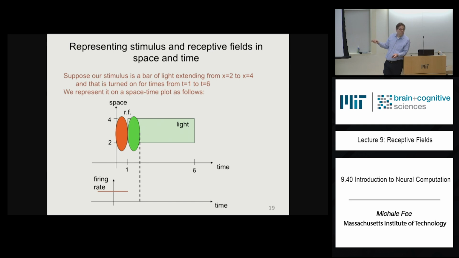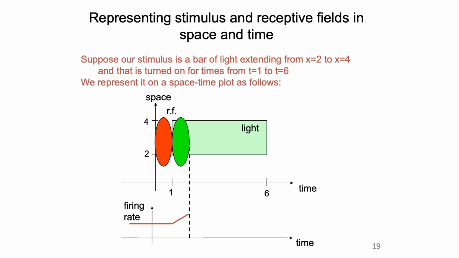It's going to go up a little bit, right? Because we have a positive part of the receptive field. Green is positive in our pictures here. It's going to overlap with this bar of light, because that neuron is sensitive to light between, let's say, positions 1 and 4 on the screen. The light is falling within the positive part of that receptive field, and so the neuron's going to increase its firing rate.